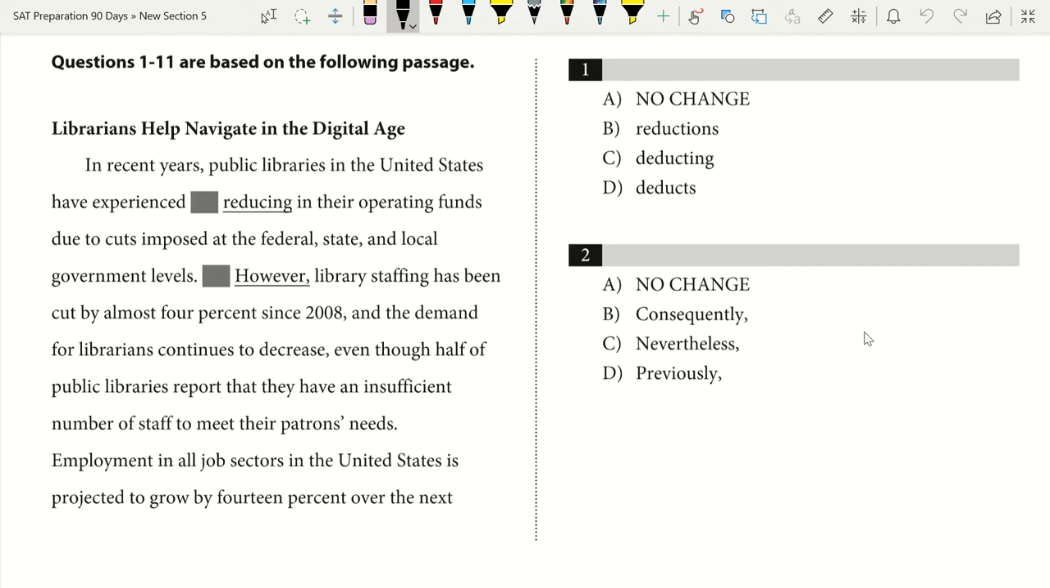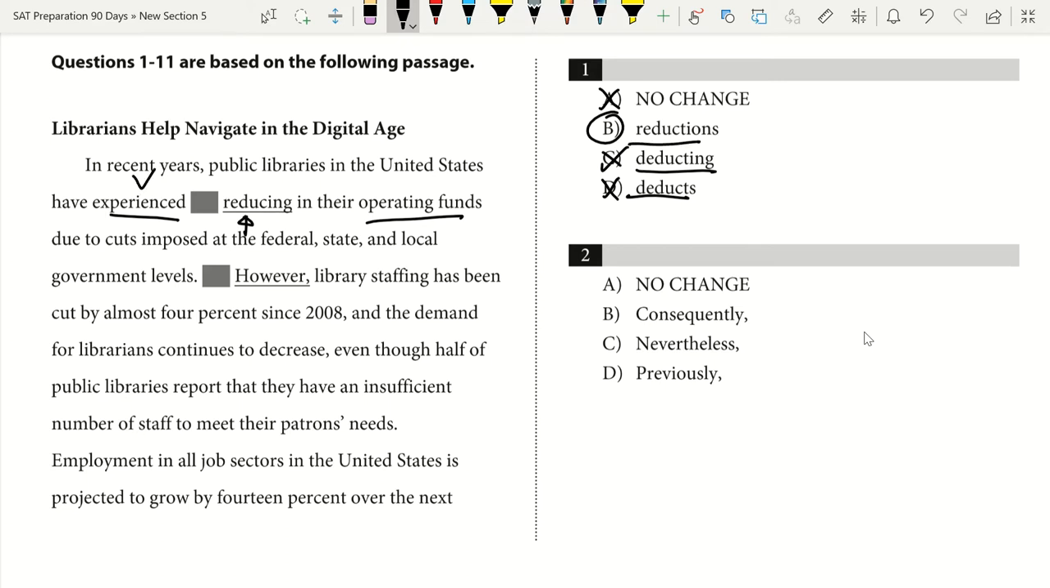So we have "Librarians Help Navigate in the Digital Age." In recent years, public libraries in the United States have experienced, this is going to be reductions, okay? We wouldn't say reducing, because they haven't experienced reducing in their operating funds. They've experienced reductions in their operating funds, okay? So the answer there would be B. We wouldn't say that they have experienced deducts or have experienced deducting, okay? They have experienced reductions in their operating funds.